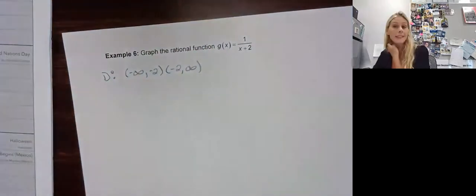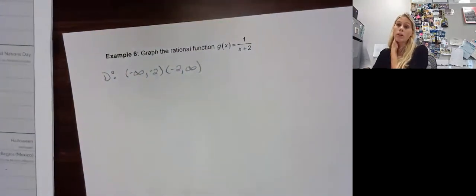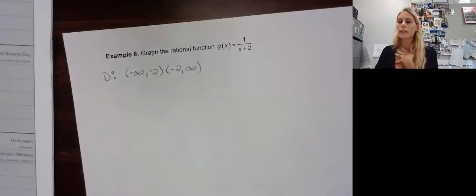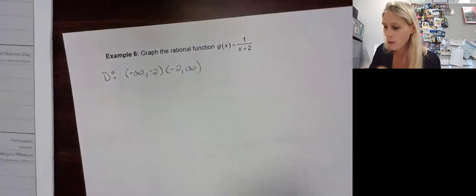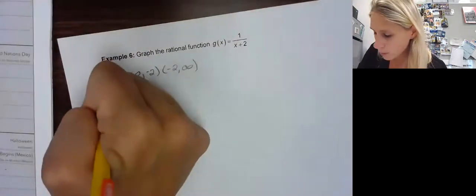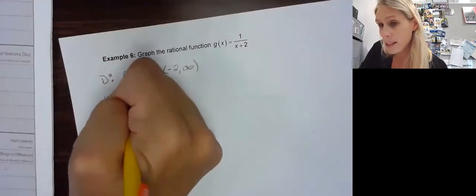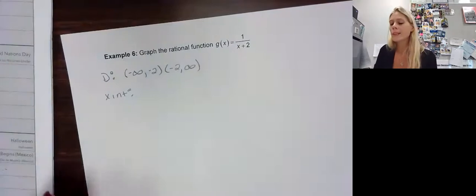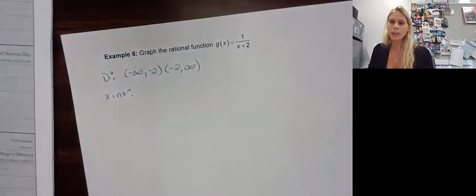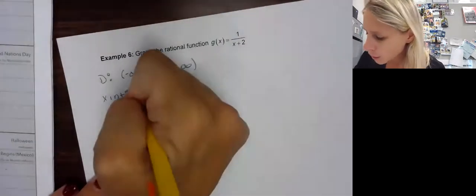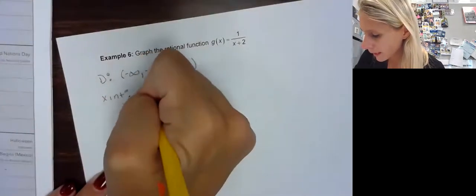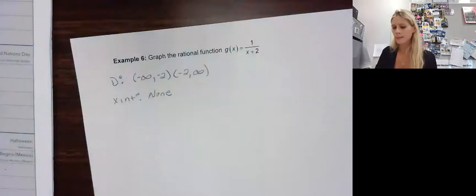Next on our list is actually to reduce it all the way. Well, guess what? It's already reduced. There's nothing we can do, so we can go on to the next one. Next thing we do is our x-intercept. Do you guys remember what we said at the beginning of this lesson? We said we set the numerator equal to 0. Well, 1 cannot equal 0, so there aren't any x-intercepts. Okay.